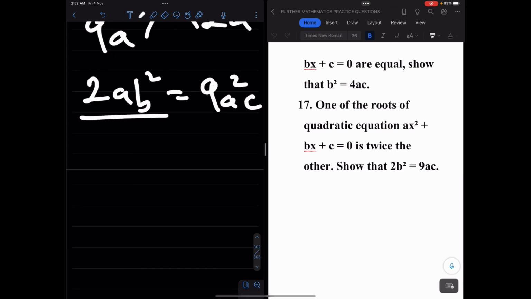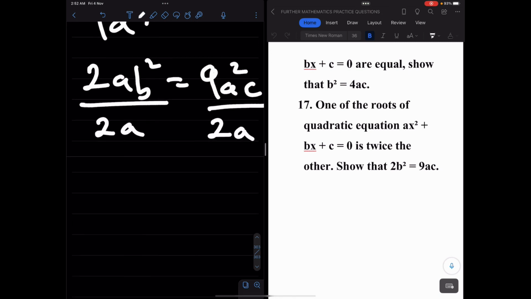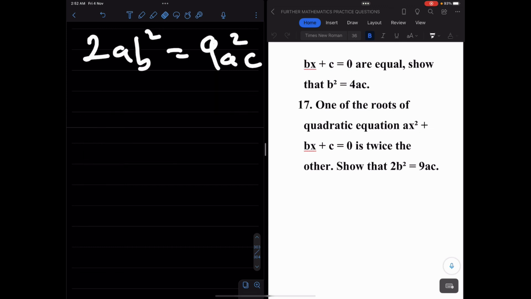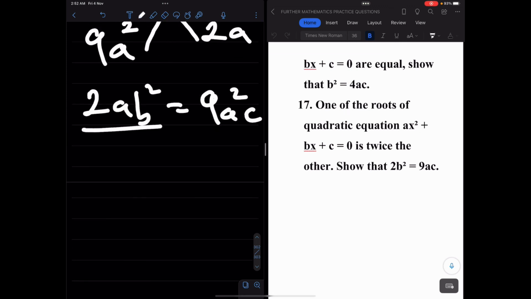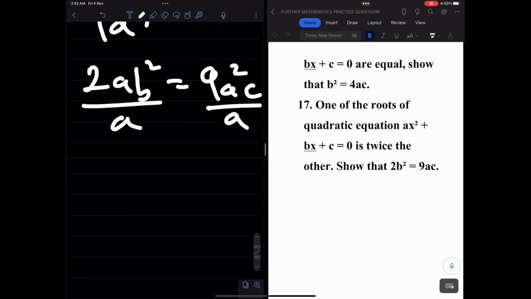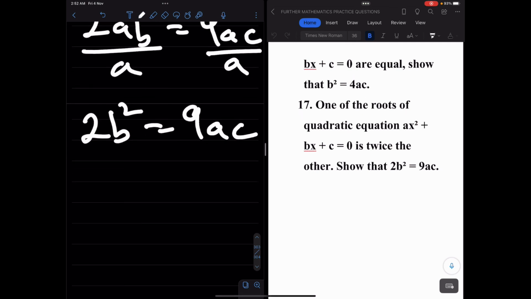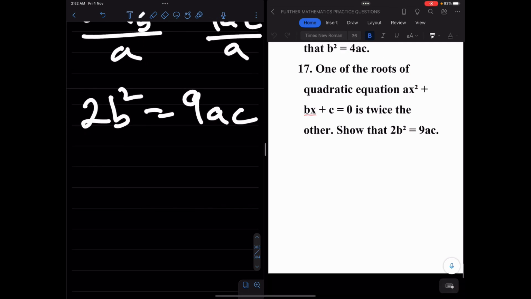Now if I divide both sides by 2a, I'm going to be left with b squared equals... okay, they said I should show that 2b squared is equal to 9ac. So I'm just going to divide both sides by a, which simply means 2b squared equals 9ac. A squared divided by a is a. So 2b squared equals 9ac, which is what we're supposed to prove. And that's it, very, very simply.